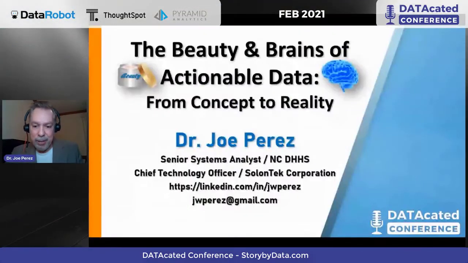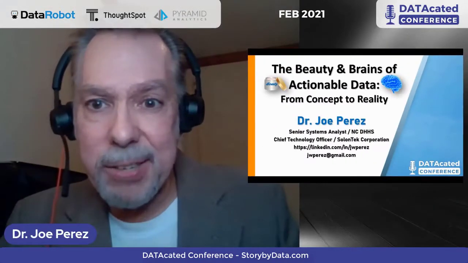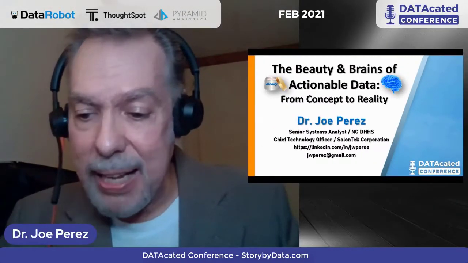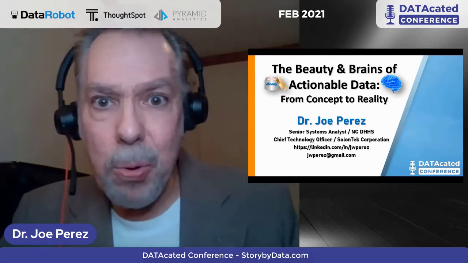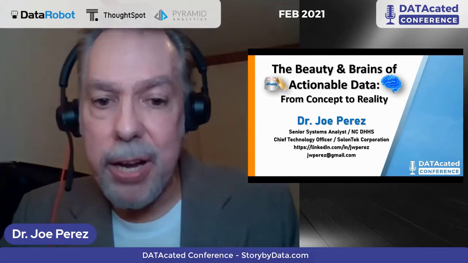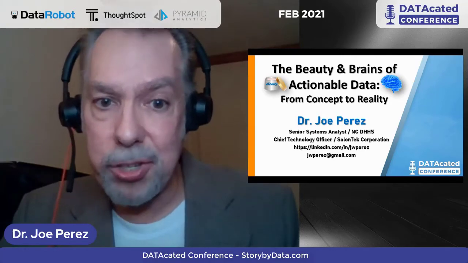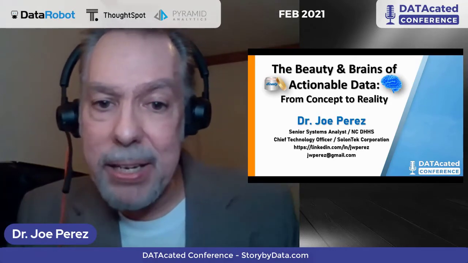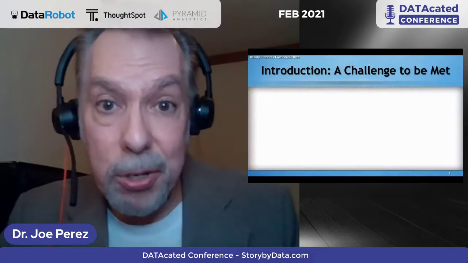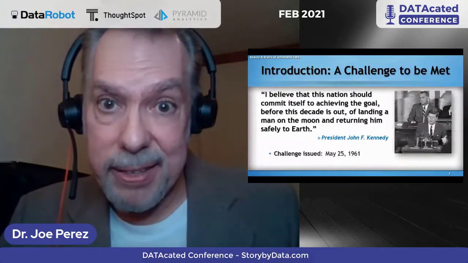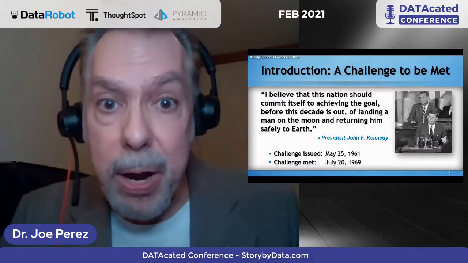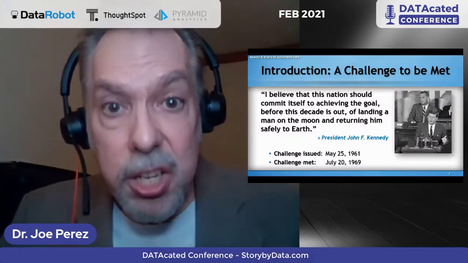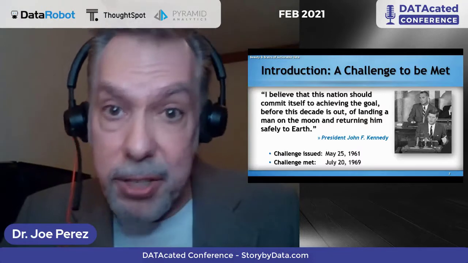All right, folks. Well, let's go ahead and get started with the beauty and brains of actionable data from concept to reality. On May 25th, 1961, President John F. Kennedy challenged a generation to land a man on the moon and return him safely to Earth before the end of the decade. This coming July will mark the 52nd anniversary of the day America met that challenge, just 8 years after the president threw down the gauntlet.